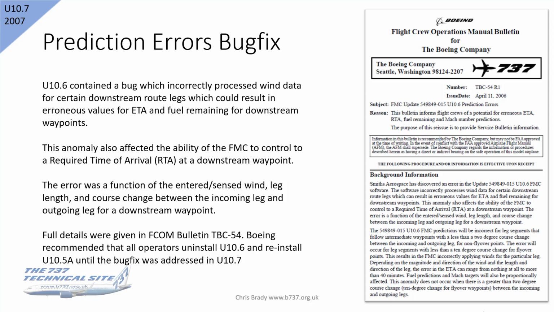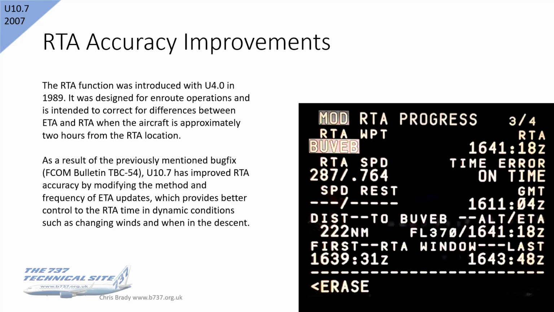It also affected the RTA function as well, and it was put down to an error in the sensed wind, leg length, and course change for downstream waypoints. Full details were given in this bulletin, which I won't read out for you. Hopefully you no longer have this bulletin, as you got 10.7 or greater. What this also led to was accuracy improvements in the whole RTA function.